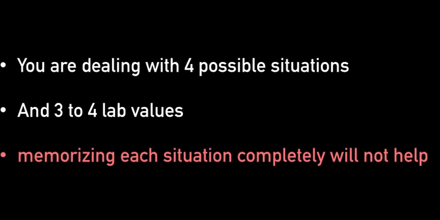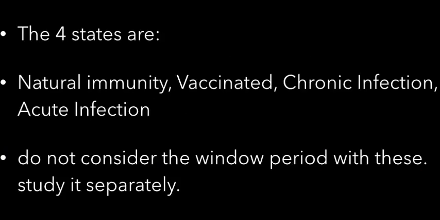In hepatitis B serologies, you're dealing with 4 possible situations and about 3 to 4 lab values. Memorizing each situation will not help you that much because you have a lot of overlap between the 4 situations. The 4 states that you need to know are natural immunity, vaccinated, chronic infection, and acute infection. I ask that you not consider the window period in your initial study. I will have a video about it after this video.